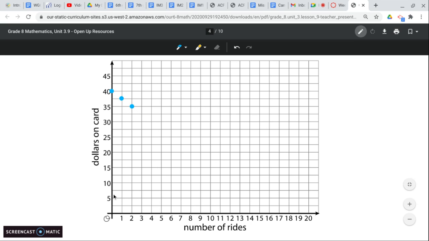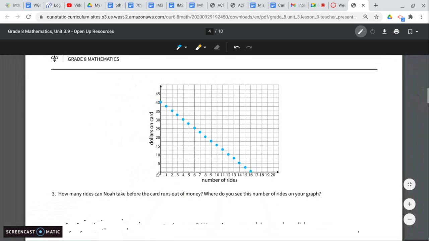Our scale here is $2.50, so we're just going down for each one of these. Keep going. So we're seeing all these different rides and the amount that is left on his card. All right, so there we have our graph, our line.